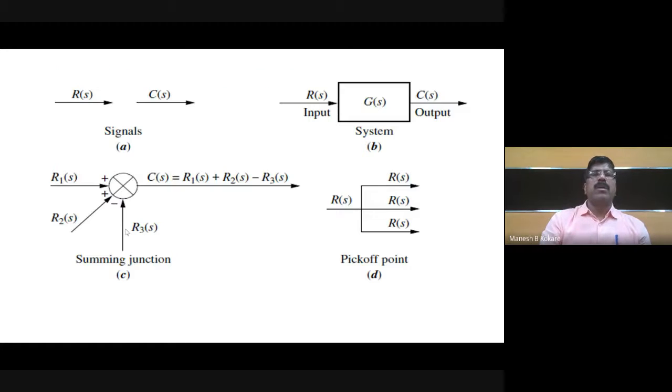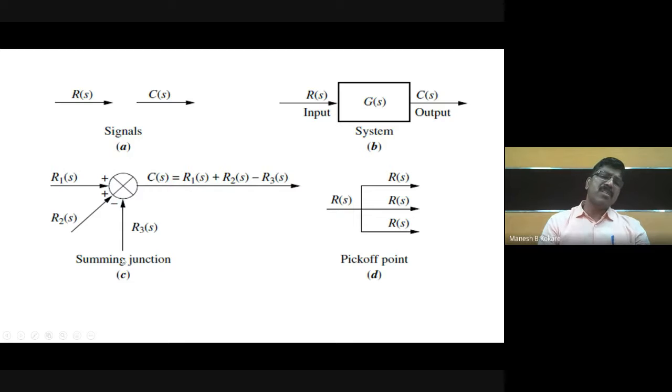Okay, now this is how a signal is represented. R of S is a signal whose direction is from left to right. C of S is a signal whose direction is from left to right. So this is how I am representing a signal. And then the system: this is the block whose individual transfer function is G of S, and it has the input R of S and the output C of S. So C of S will be equal to R of S into G of S, right? This is the relation between C of S and R of S, and G of S is the individual transfer function of this individual block.